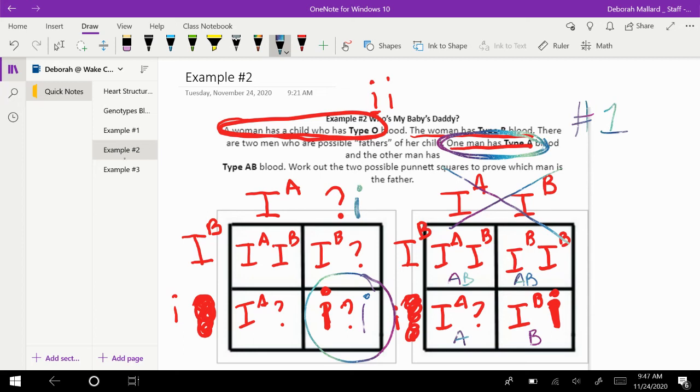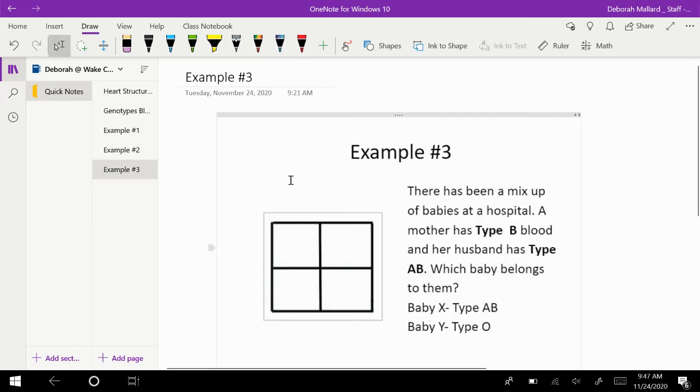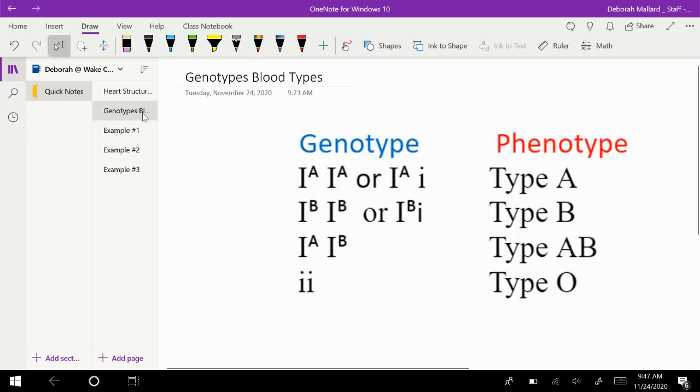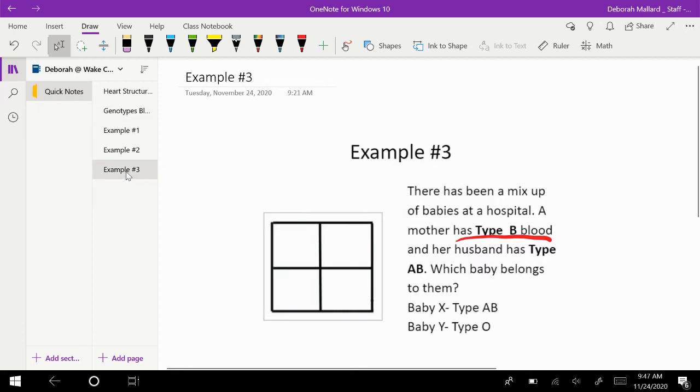All right, let's look at a third example. This one says there's been a mix-up of babies at a hospital. A mother has type B blood. All right, so she's got type B blood. So remember, I go back. Type B, it's either this or this. We don't know if she's homo or heterozygous. But we do know that she has type B, so she has to be this. And then down here, she's either going to be capital I B or little i. We don't know. Okay. Her husband, on the other hand, has type AB blood.